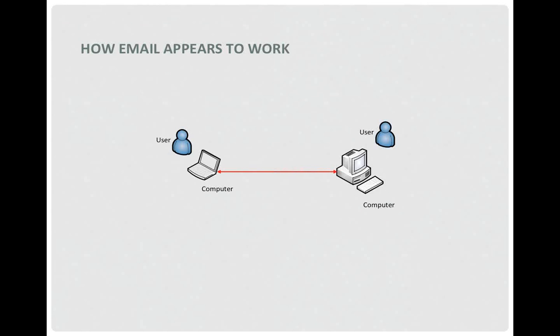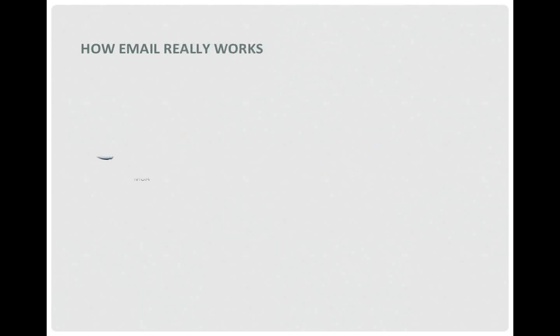The average user thinks the simple diagram above is pretty much how email works. I send an email and it shows up on your computer. But that's not correct. The average message that is transferred over the internet passes through at least 4 relays. So how does email really work?